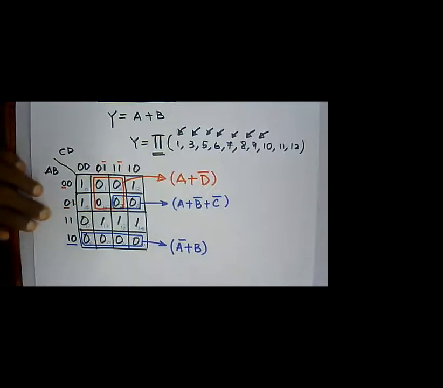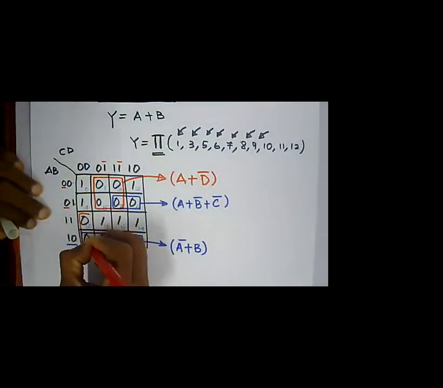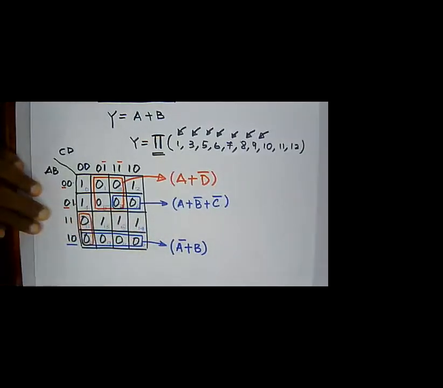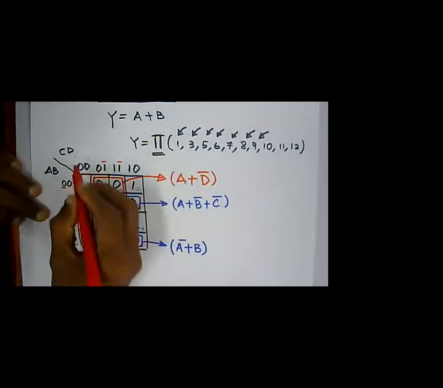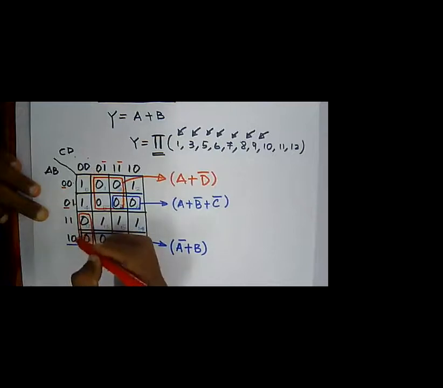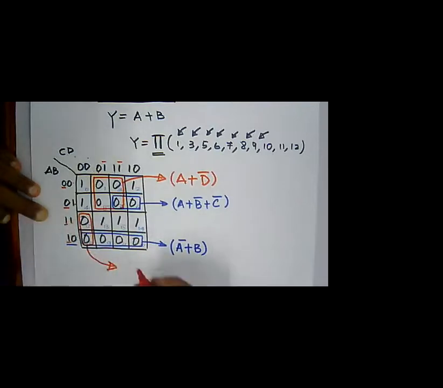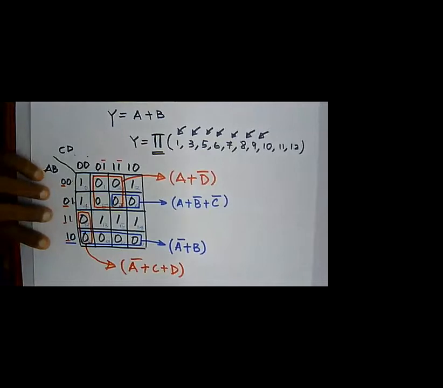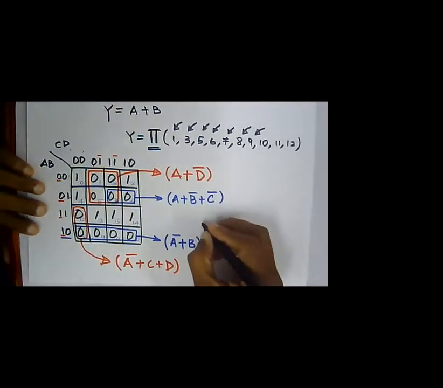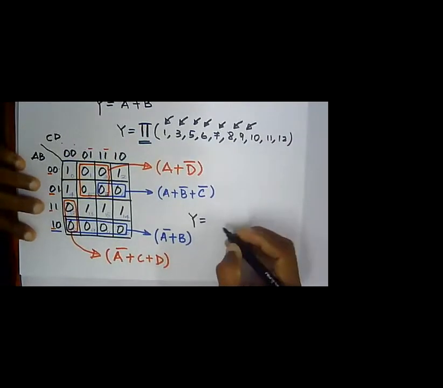Again, I have another pair here. Let me name this: C, D both are 0, that is common. And out of these two, look here, A is 1 common, but B is changing, so we can eliminate B. So this becomes A bar because the A value is 1, plus C, D both are 0, so I can write them directly, C plus D.